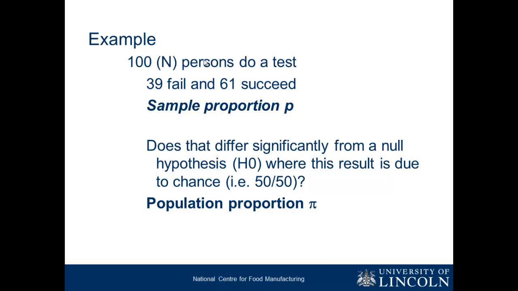Now look at this. We have 100 persons. They do a test, and maybe 39 fail, 61 pass. But in the past, this is what we have in the population: 50% pass, 50% fail. Now we want to see if this is the same as what happened in the past in the population proportion.